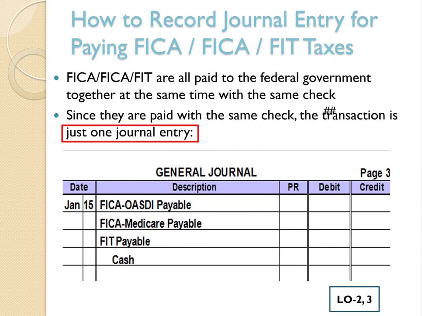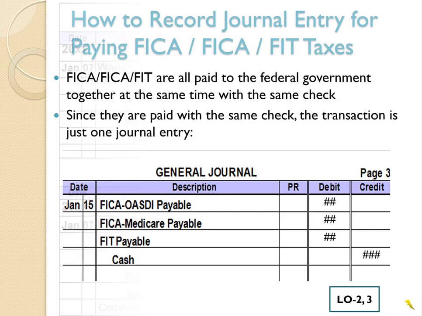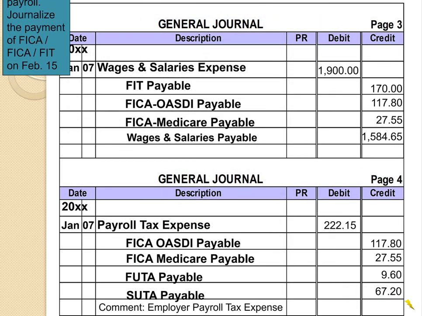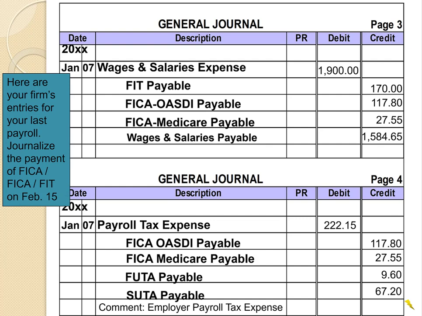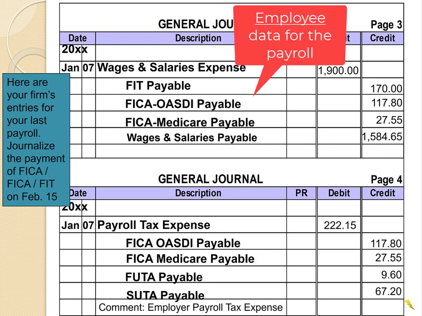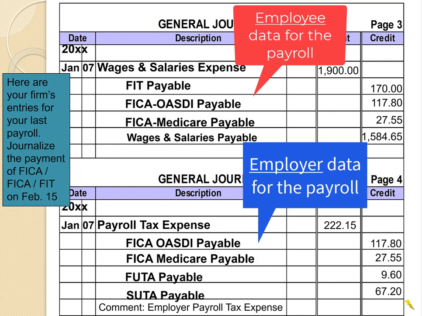The payment in this case is January 15th, so they're probably a monthly depositor. And notice they are lowering the OASDI payable, Medicare payable, and FIT payable, and then you add up the debits, and that is the cash amount, and you just enter that payment into your EFTPS. So let's get some practice making a payment. Here are your firm's entries for your last payroll. Our task is to journalize the payment of FICA FIT on February 15th.